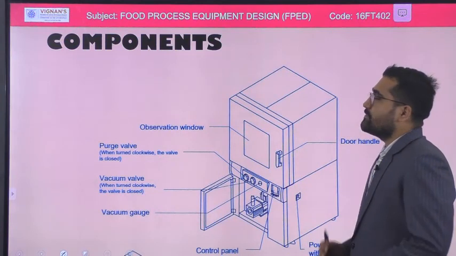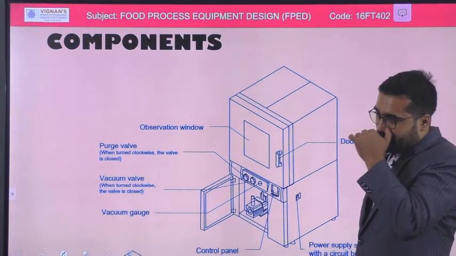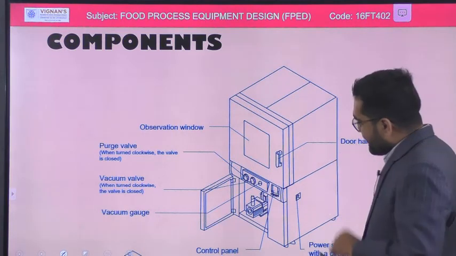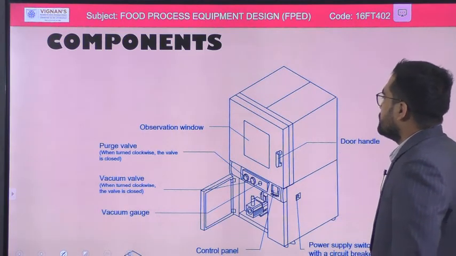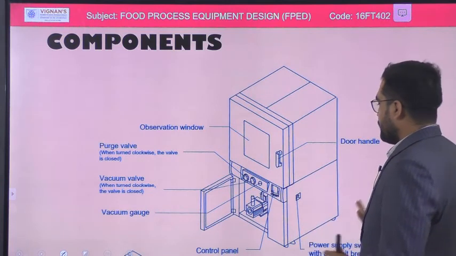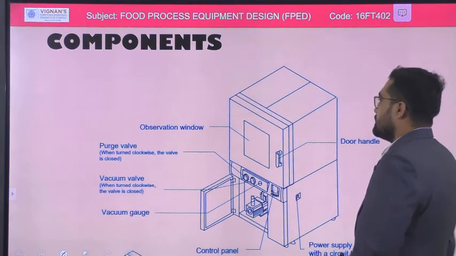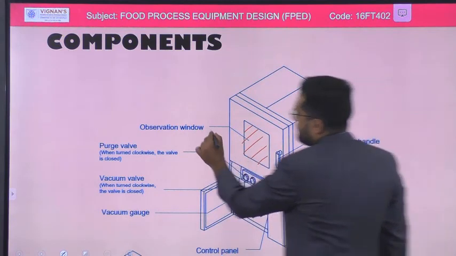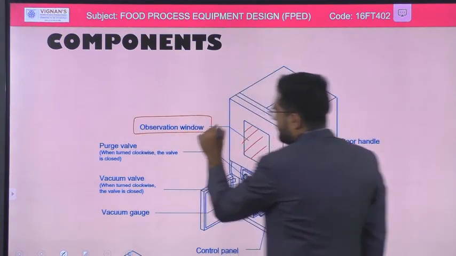Now we will see the various components of a vacuum dryer. What are the different components of a vacuum dryer? This is a line diagram of a vacuum dryer, the most basic type, and this is how it looks. This is the observation window, from which we can observe what is happening inside.